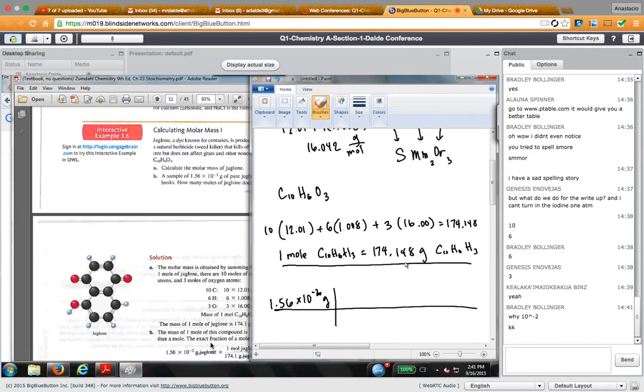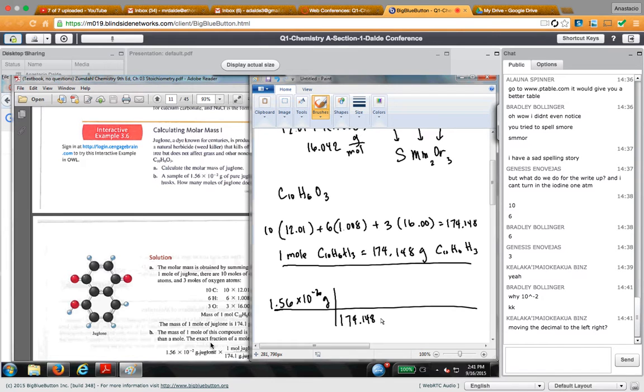All right. So now the 174, am I going to have that on top or the bottom? You're going to have it on the bottom. 174.148 grams on the bottom. Yeah, you're right. You moved the decimal place to the left, but let's deal with that later. But here's my question: why do I have the 174 grams on the bottom?